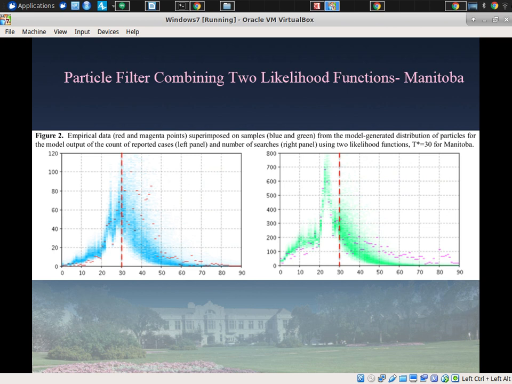But here we had the same clinical data. The only difference is we informed the model with search data. And now we could anticipate clinical cases quite a lot better, much more focused. You could quibble again that it's a bit off, but it's a lot better than just being all over the map, right?